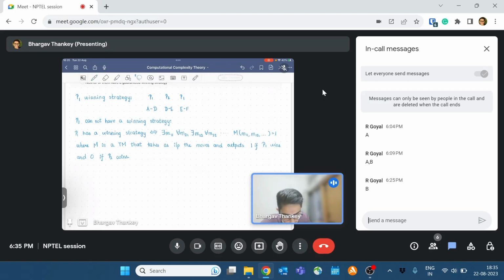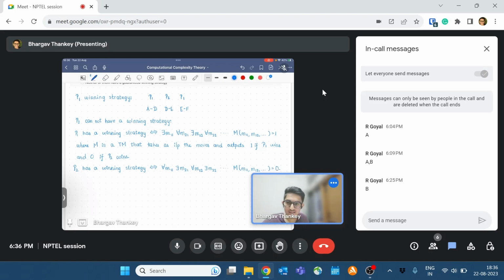So now, what does it mean to say that P2 has a winning strategy? Let me just copy this. P2 has a winning strategy if regardless of what player one does, player two has a move. Regardless of what player one does, player two has a move and so on, right? And now this should become zero.